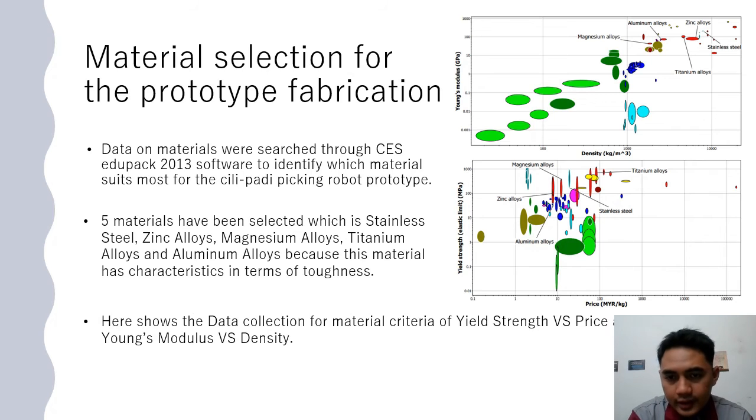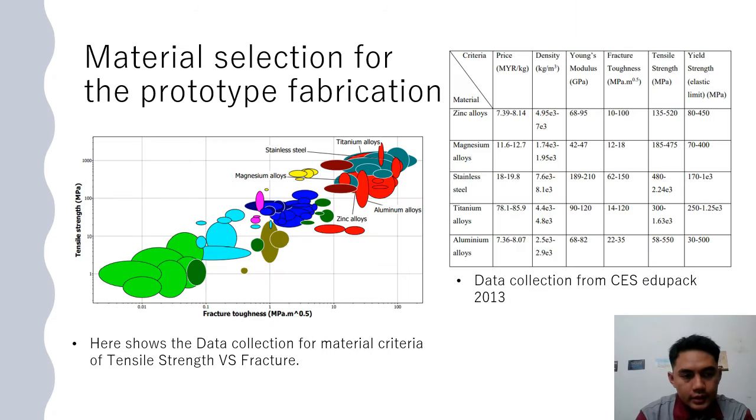For the second data collection, we can see the price of the titanium alloy is the highest, and for the zinc alloy and aluminum alloy, the price is the lowest. The titanium alloy has the highest yield strength. For the tensile strength versus fracture toughness, this is the data collection. We can see the titanium alloy has the highest tensile strength, and the highest fracture toughness is the stainless steel.